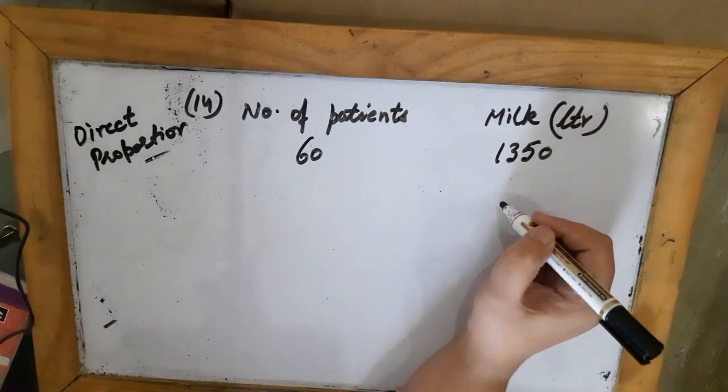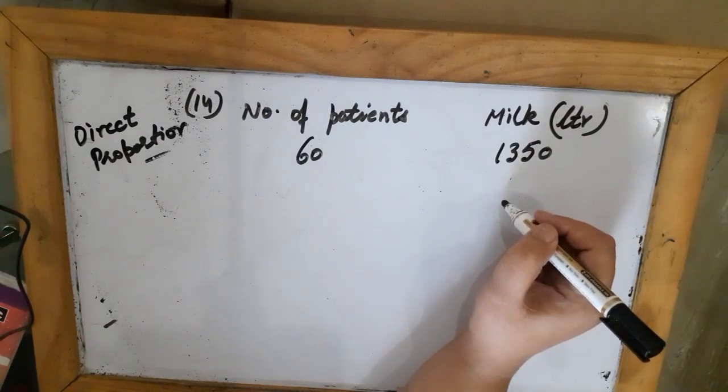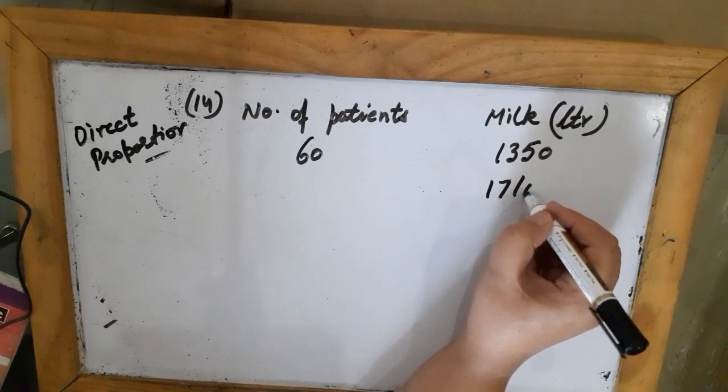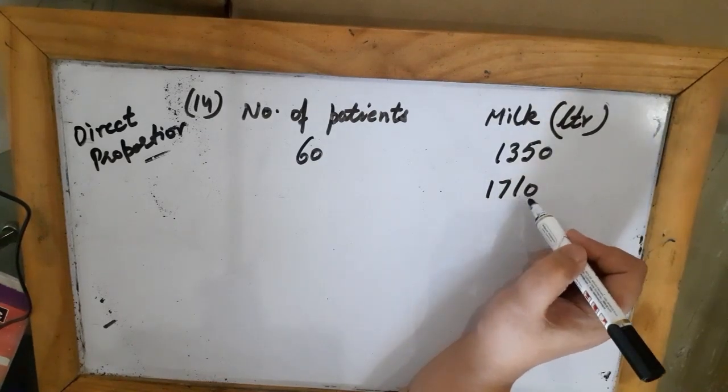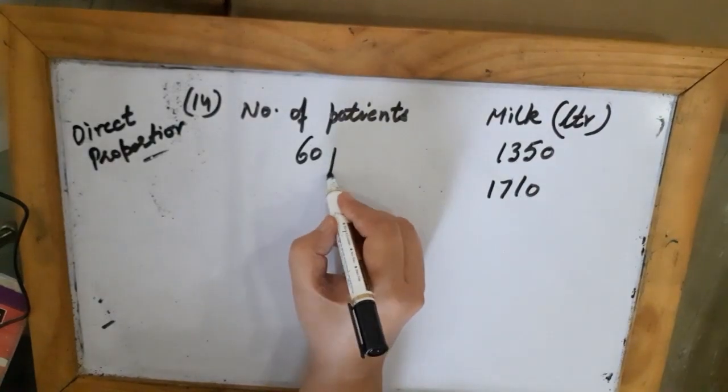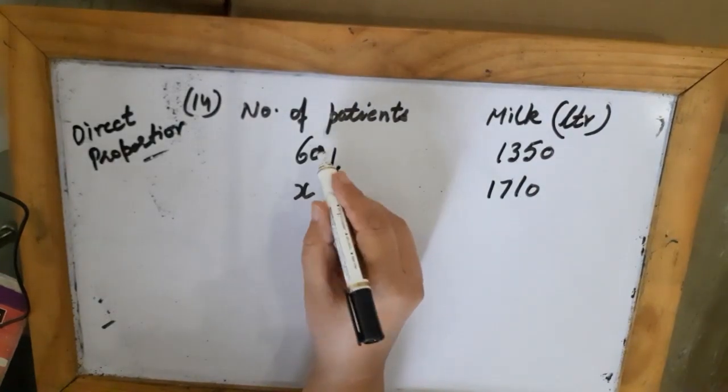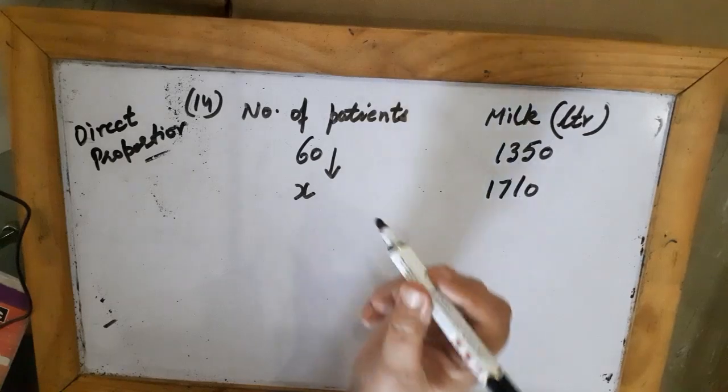Now they are saying how many patients can be accommodated in the hospital if the monthly ration of milk is raised to 1710 liters. अगर इस मिल्क की क्वांटिटी बढ़ा के they do 1710 liters, so how many patients I can have now? So they have to find the number of patients. I'll put a variable x.